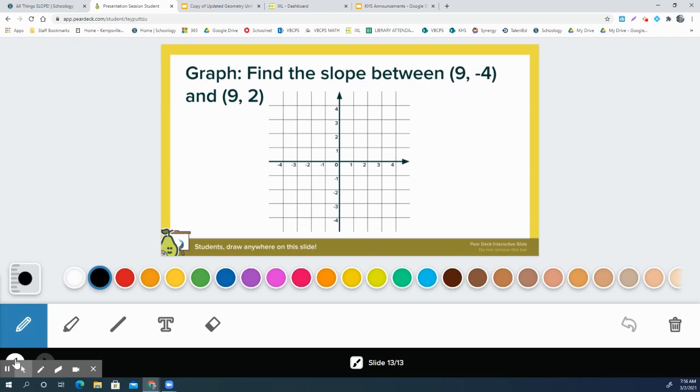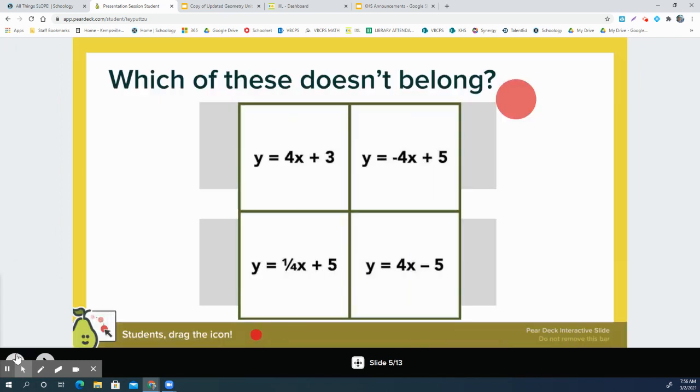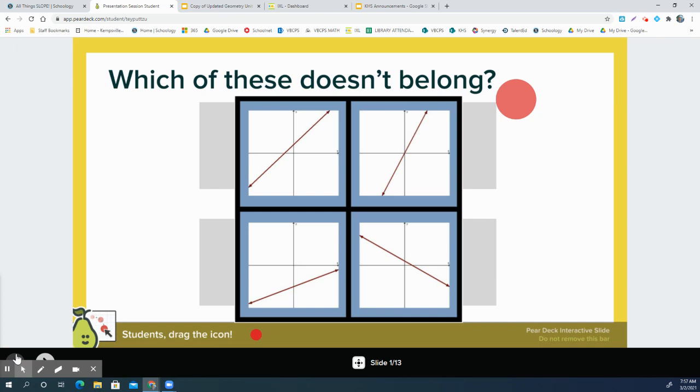And even if you're sitting at home, kind of talk out loud. Where would you drag the dot and why? Because using the vocabulary is our most important thing here. Is that the first slide? So which one of these lines is different? Which one doesn't belong and why?